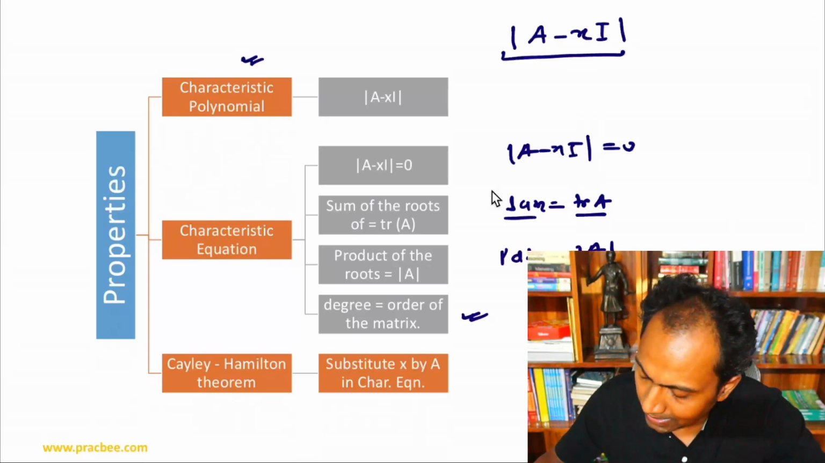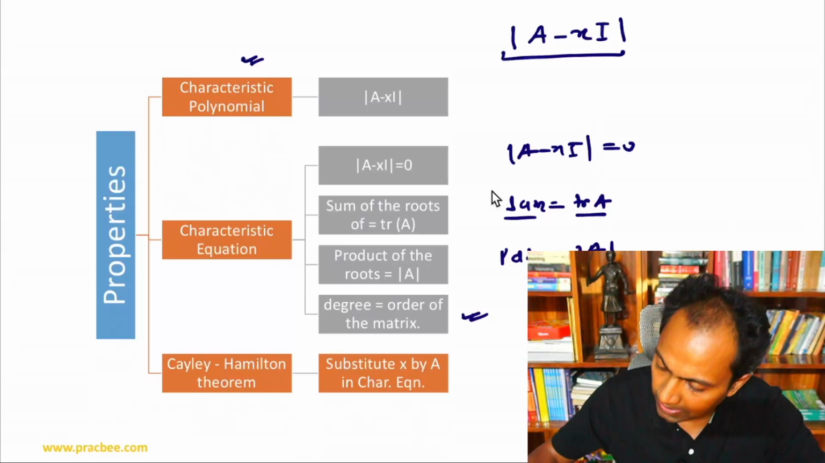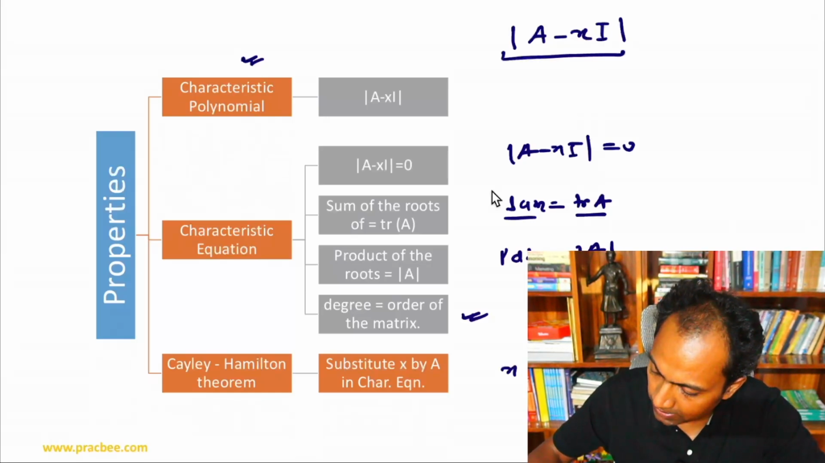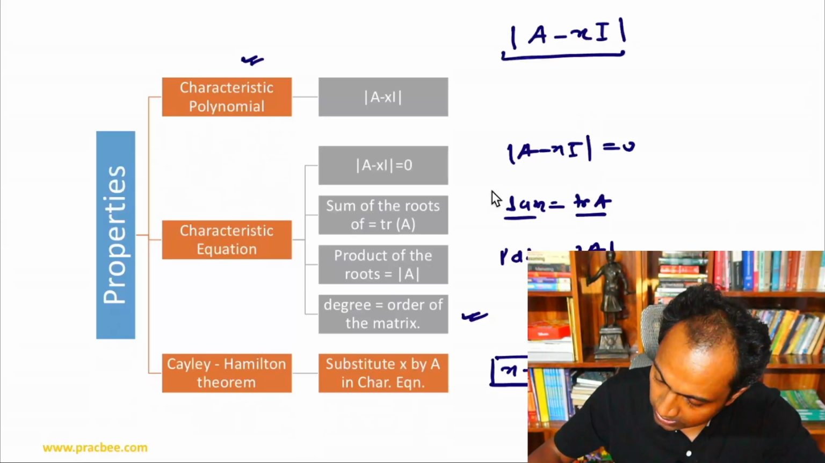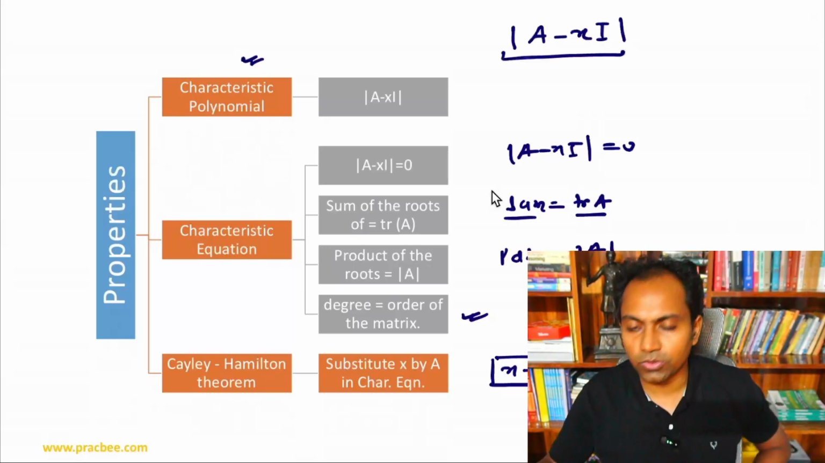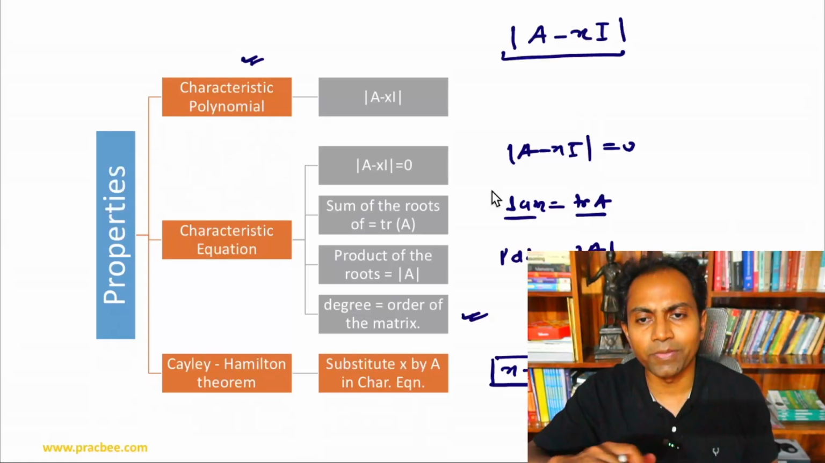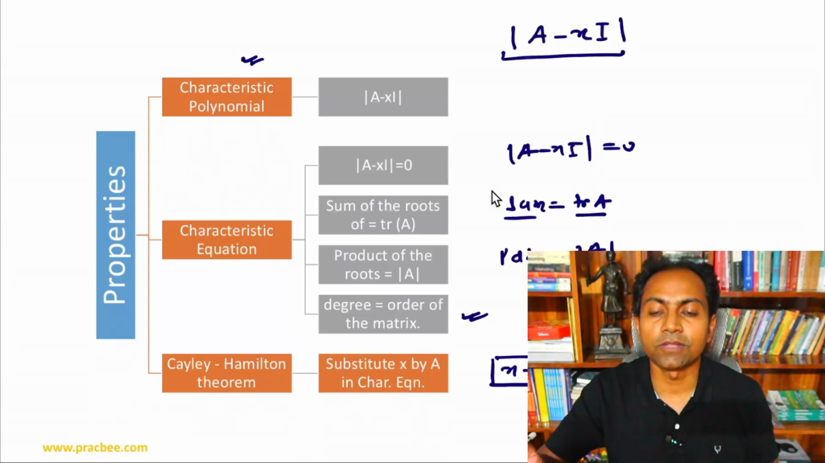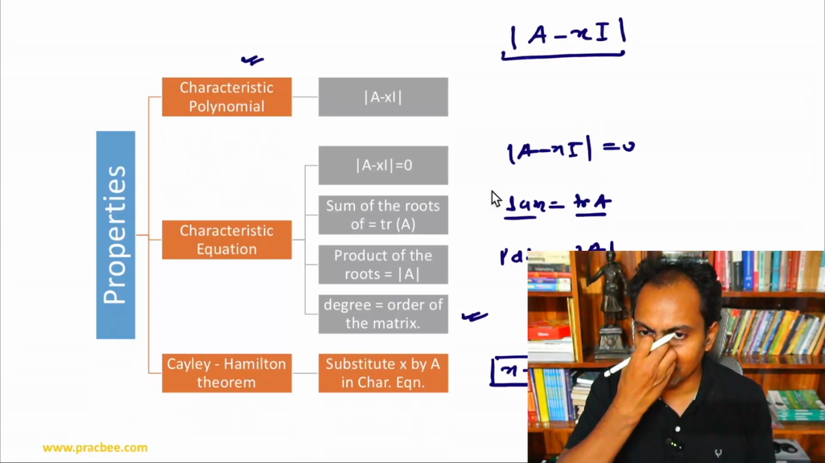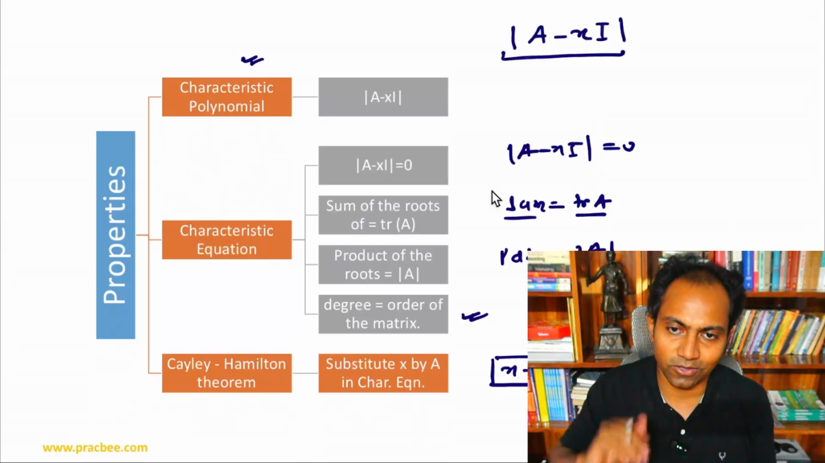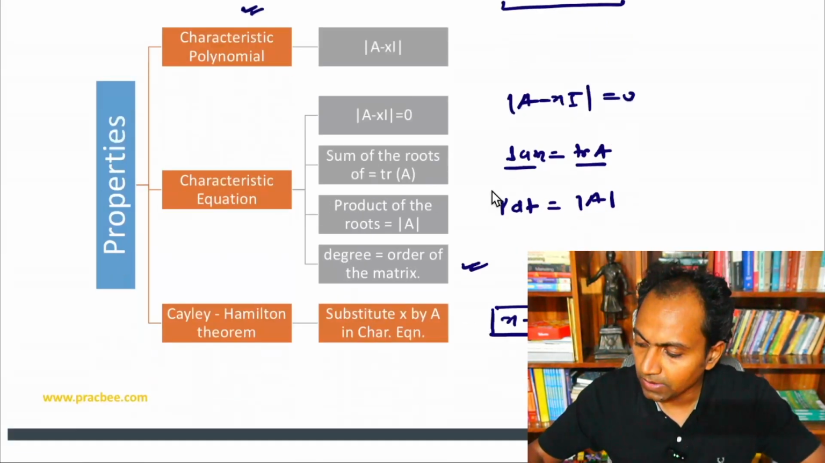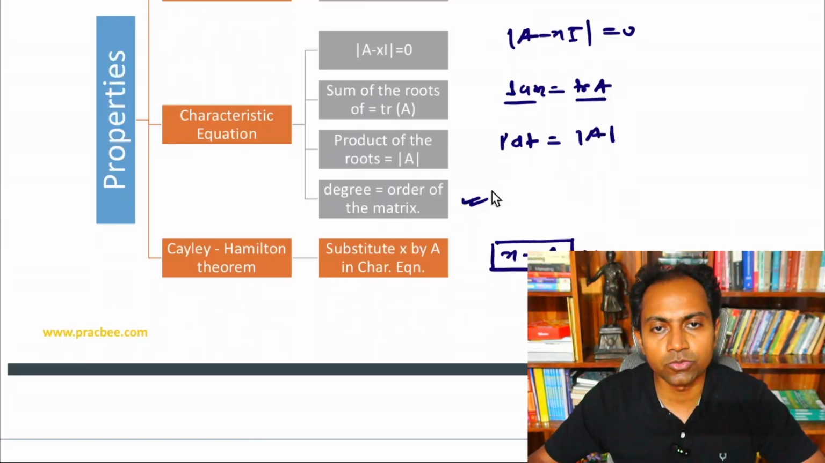And there is the Cayley-Hamilton equation that says that in this polynomial, if I replace x by A, it is going to satisfy and become a polynomial matrix equation that satisfies the same relation as the characteristic equation. Now let us see how to apply these ideas to solve questions.